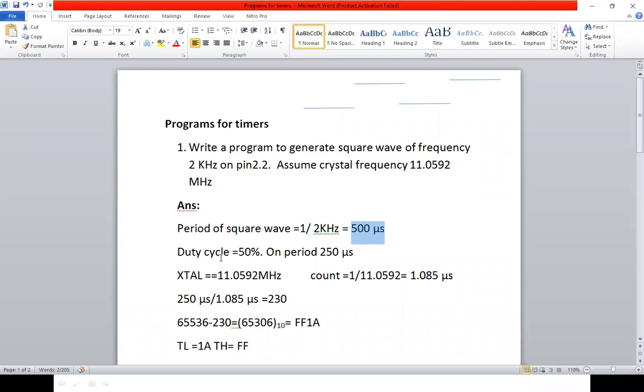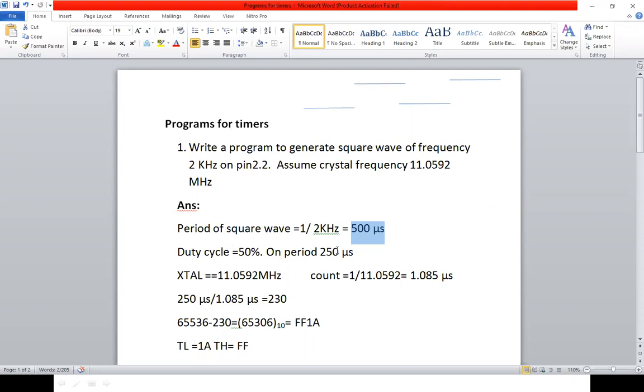If you generate it a different way, the duty cycle is different. We will discuss duty cycle in the next lecture. What is meant by duty cycle? Here just remember that a 50% duty cycle means the on period and off period of your square wave are 50% each. So the on period is 250 microsecond and the off period is also 250 microsecond.